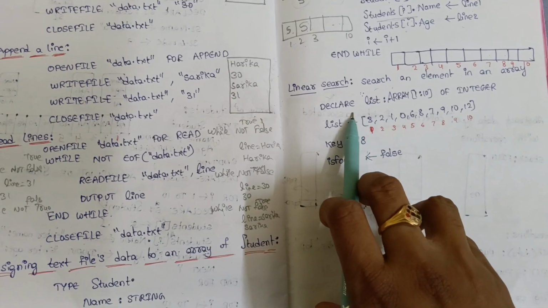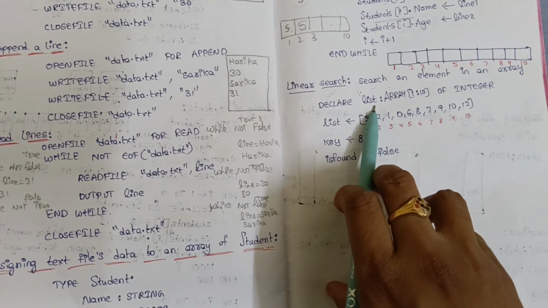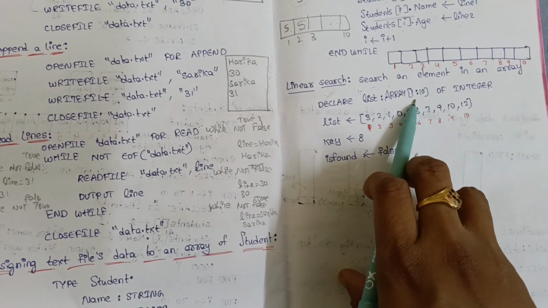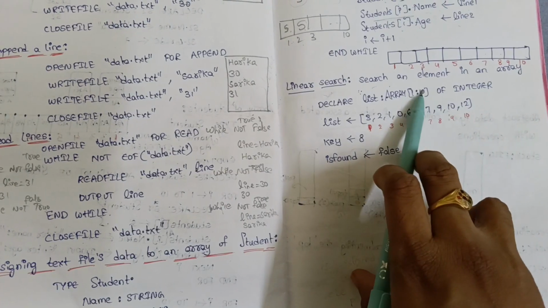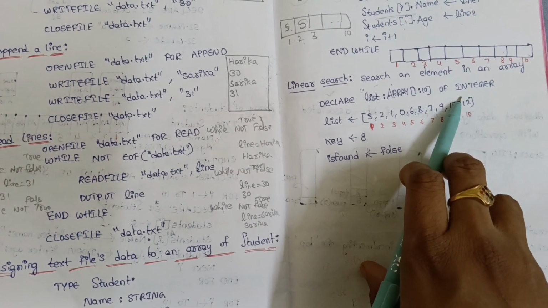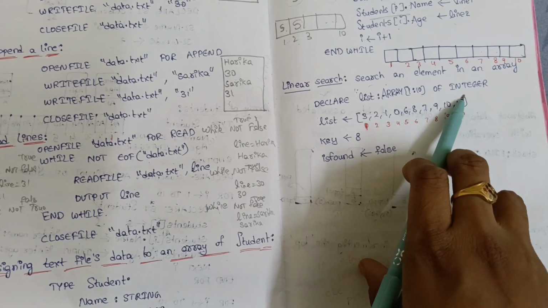For that purpose, I declared an array. Here, declare list. This is the name of my array, and it is an array of lower index 1 and the higher index as 10. And I would like to store integers in my array. That's why I declared the type as integer.